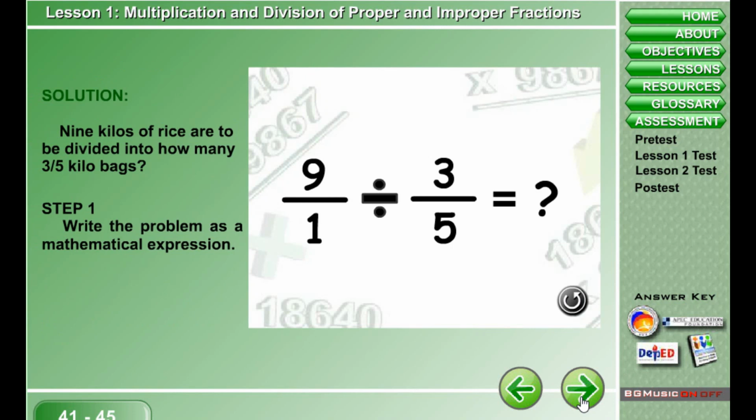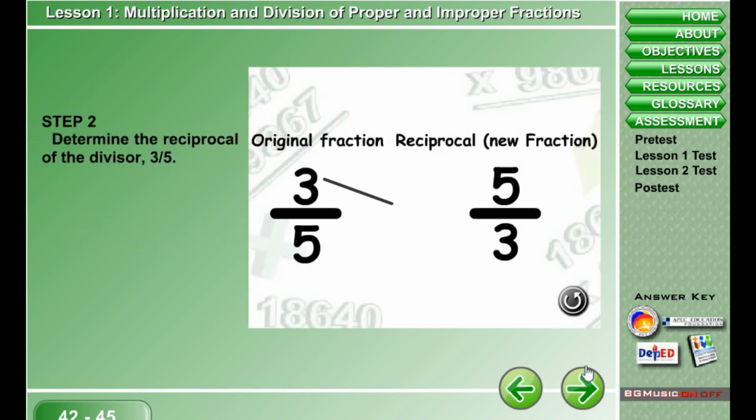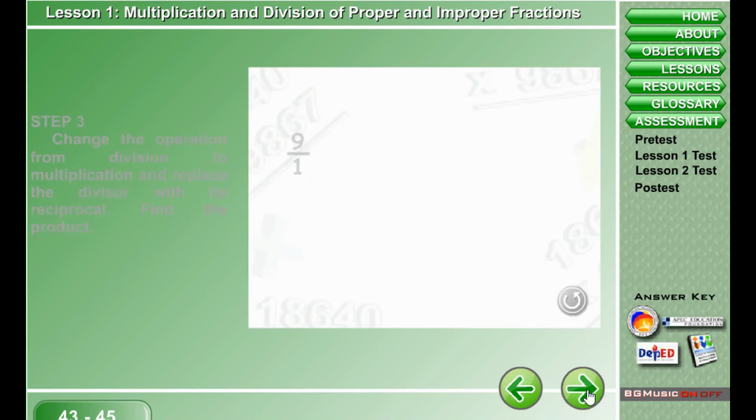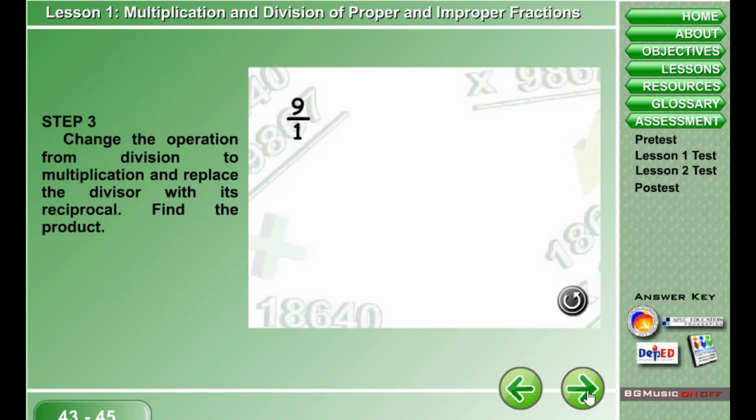Step 1. Write the problem as a mathematical expression. Step 2. Determine the reciprocal of the divisor 3/5. Step 3. Change the operation from division to multiplication and replace the divisor with its reciprocal. Find the product.